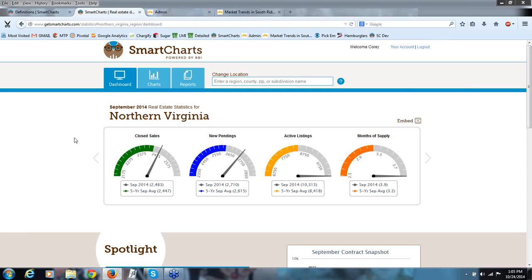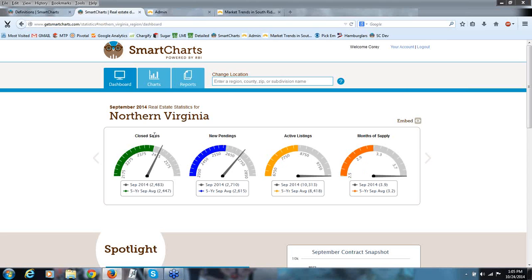So this is a nice overview of whatever location you're in. I'm in Northern Virginia, but you'll likely want to get into your zip code or your county or even your legal subdivision, depending on the scenario. Each of these market gauges gives you a lot of information in a very little space.